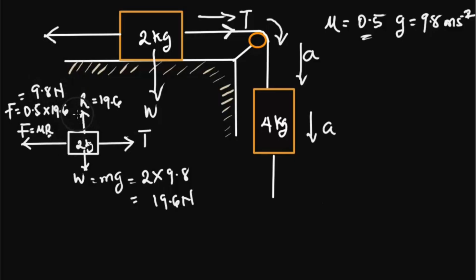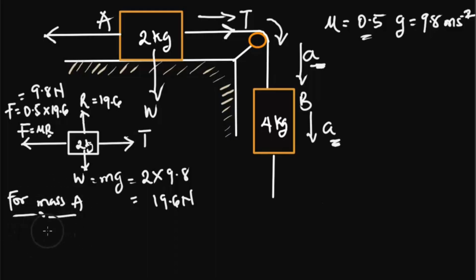Now, let's remember that the question is to find the acceleration of the masses, and in order to find the acceleration, we have to consider each block separately. So let's call this block A and let's call this block B. For mass A, or block A, either one you want to use, let me just say mass A.